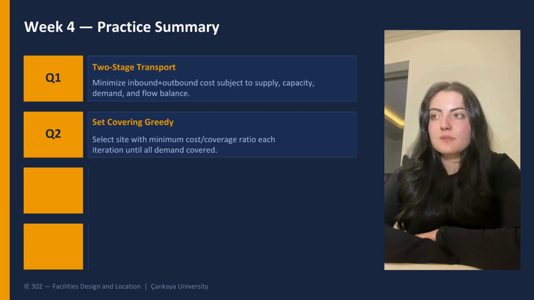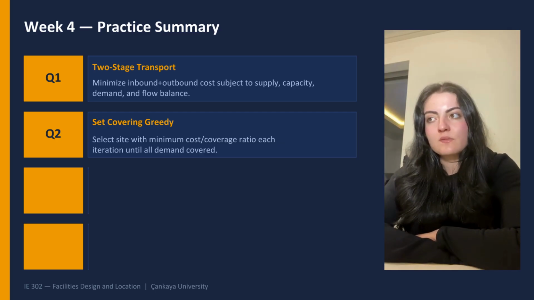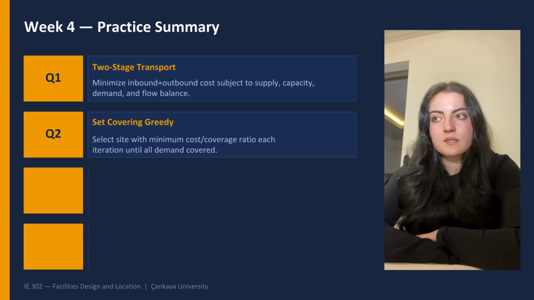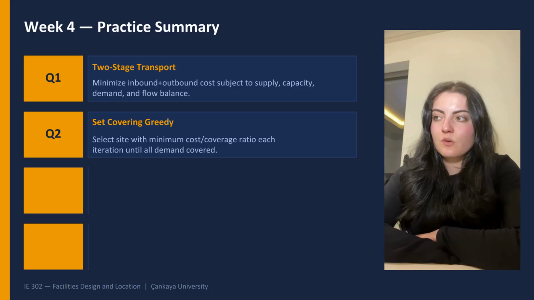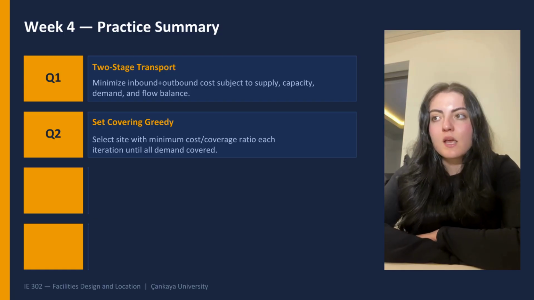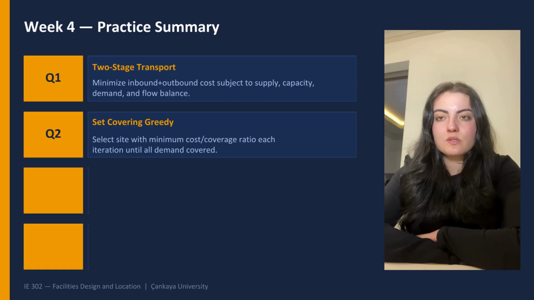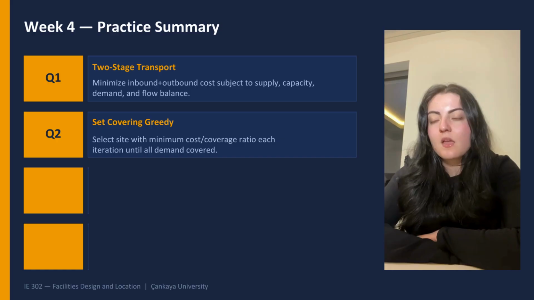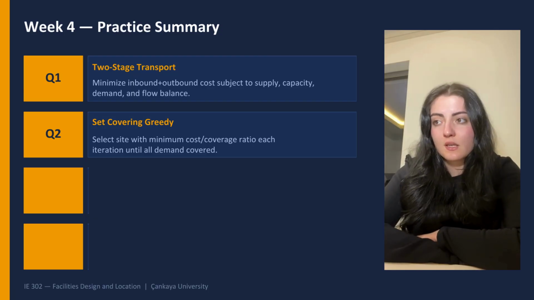These two questions represent two different but important optimization ideas in facility design and location. In the first question, we model a two-stage transportation system. The key challenge was to coordinate supply, plant capacity, customer demand, and flow balance while minimizing total shipping cost. In the second question, we solved the set covering problem using a greedy heuristic. There, the main goal was to choose facility locations that cover all demand points with good cost efficiency.